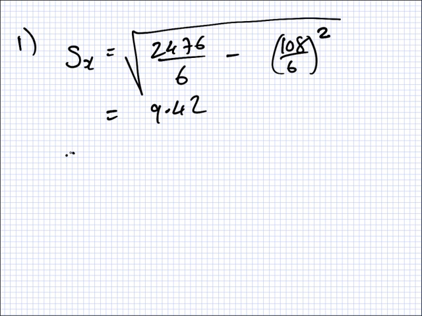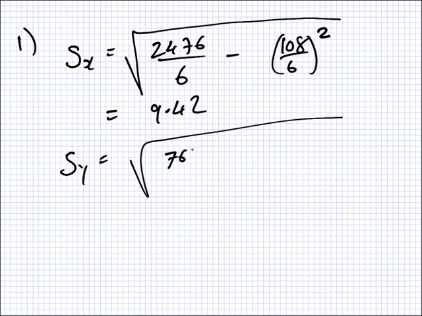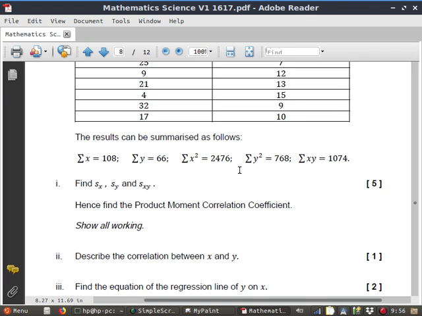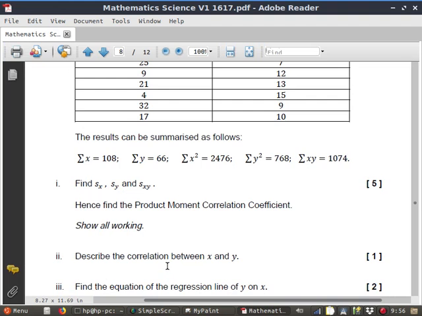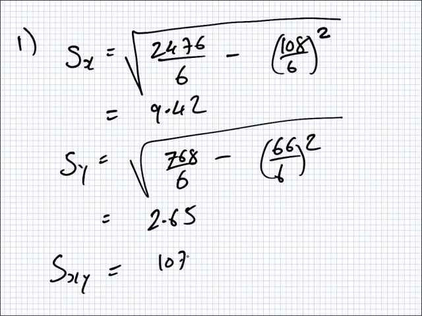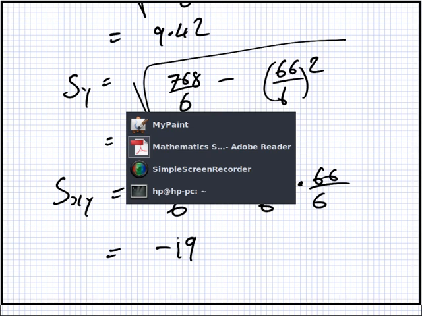Thank you. Sy is square root 768 over 6 minus 66 over 6 squared. And what does that work out as? Okay, and then Sxy is 1074 over 6, isn't it? Minus 108 over 6 times 66 over 6. No square root. What does that work out as? Minus 19? Okay.